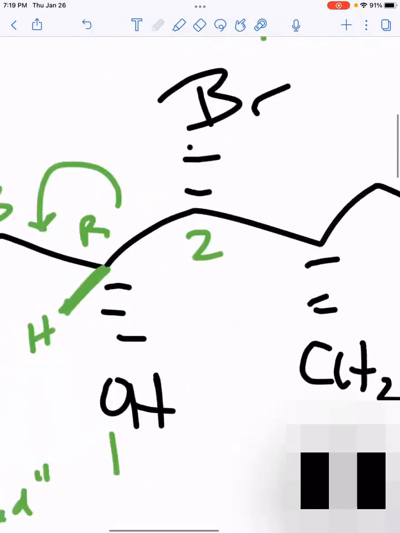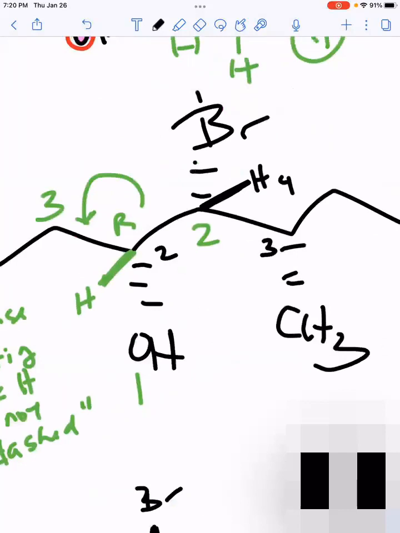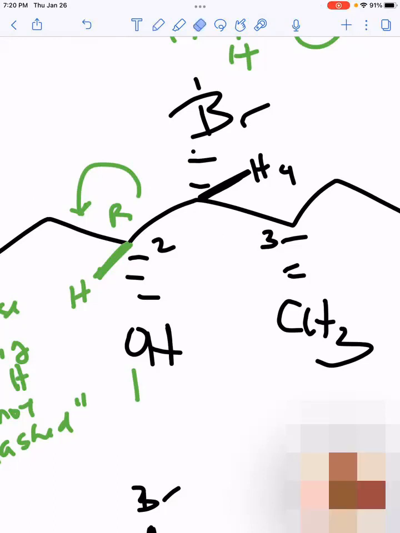All right, we've got the same situation here too. The hydrogen is on a wedge. So that's four, bromine is one. The priority is not going to change. This is two and that's three. I think that's how we prioritized it up top. So that should also be S, shouldn't it, under normal circumstances? Yes, under normal circumstances. But since the hydrogen is on a wedge, we're going to also call this R, right?